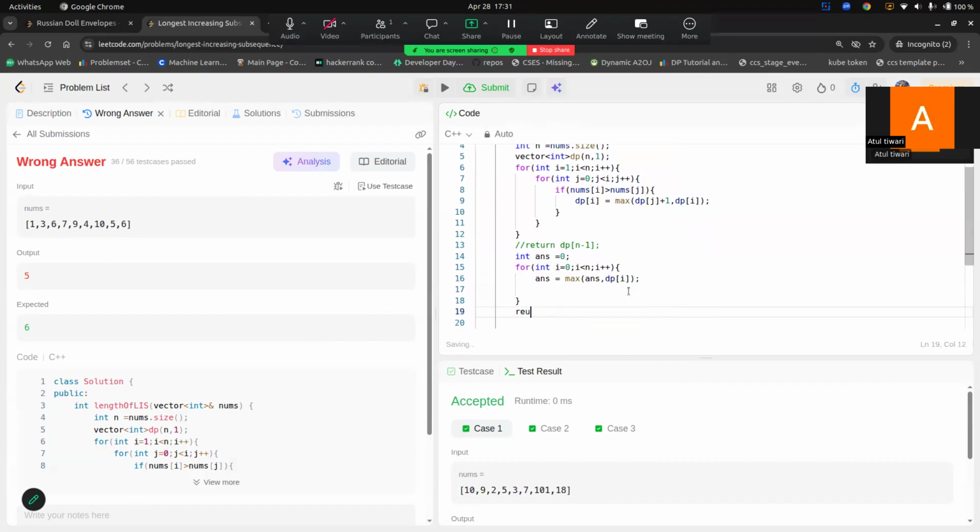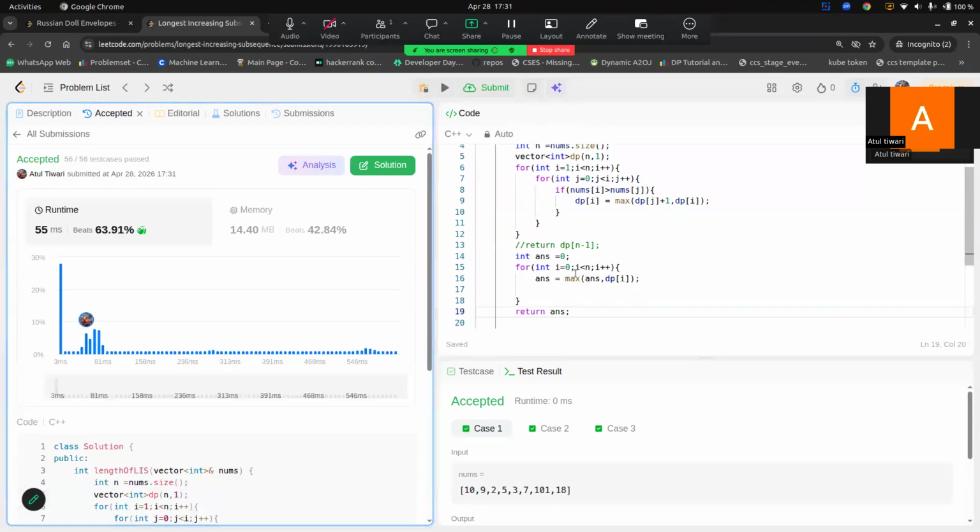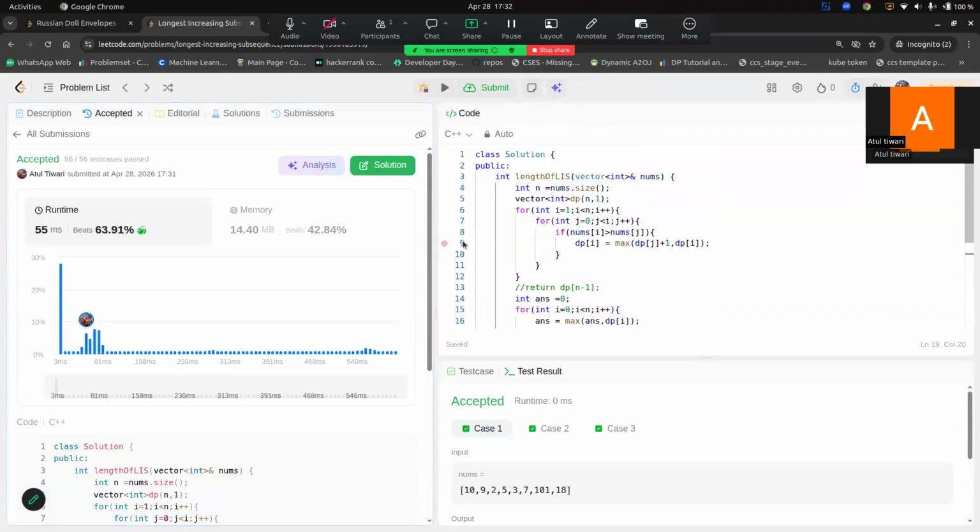Because we are finding the largest subsequence which can end at anything. हमें ये नहीं है कि लास्ट पे ही एंड होना चाहिए, ठीक है. तो ये है O(n squared) solution.